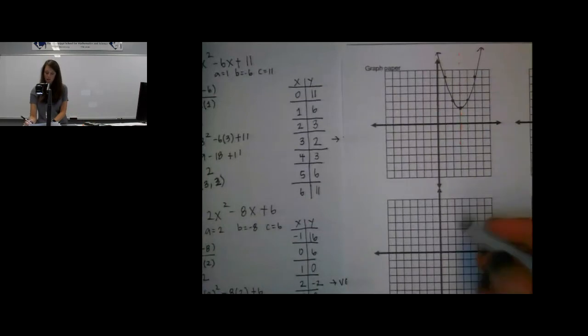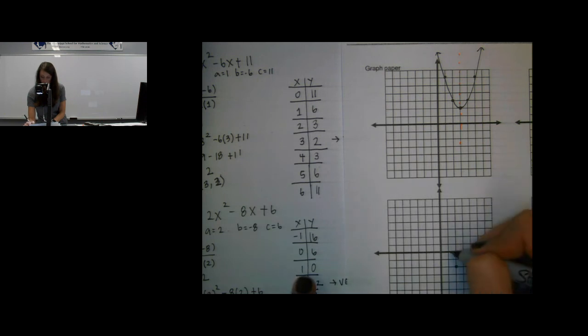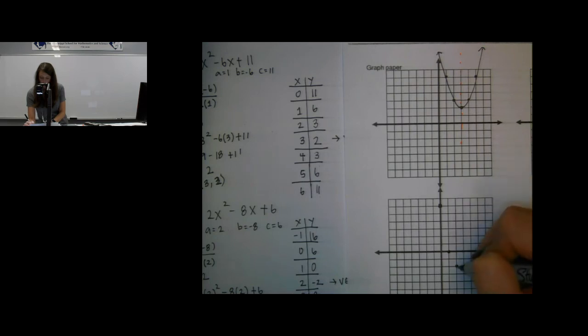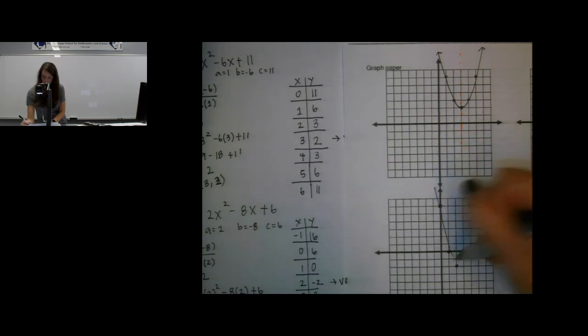So let's plot the vertex. So 2, 1, 2, down to negative 2 is my vertex. At 1, we're going to be at 0. At 0, we're going to be at 6. So 1, 2, 3, 4, 5, 6. At 2, we're at negative 2. At 3, we're at 0. And at 4, we are at a positive 6. So you see how the graph is changing a little bit?